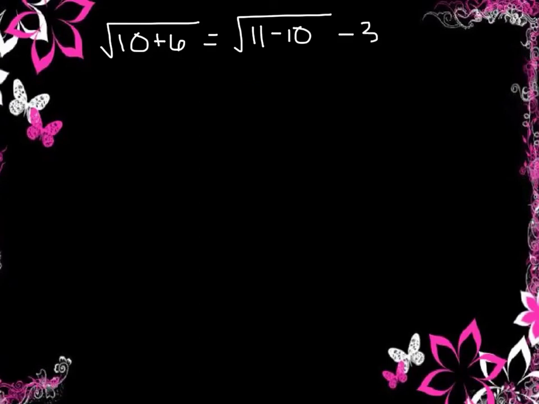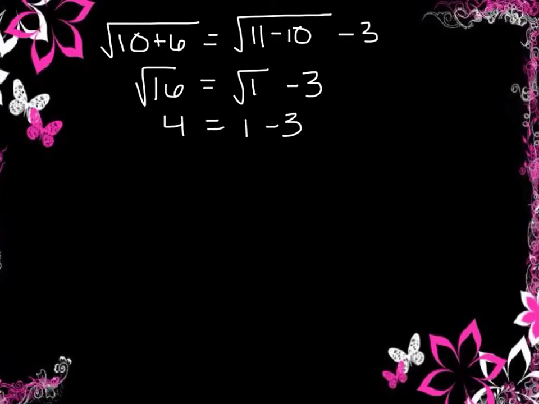So we will plug in, we're going to check 10 first, so we'll go 10 plus 6 equals the square root of 11 minus 10, and then minus 3. That's the square root of 16 equals the square root of 1 minus 3. 4 equals 1 minus 3. No.